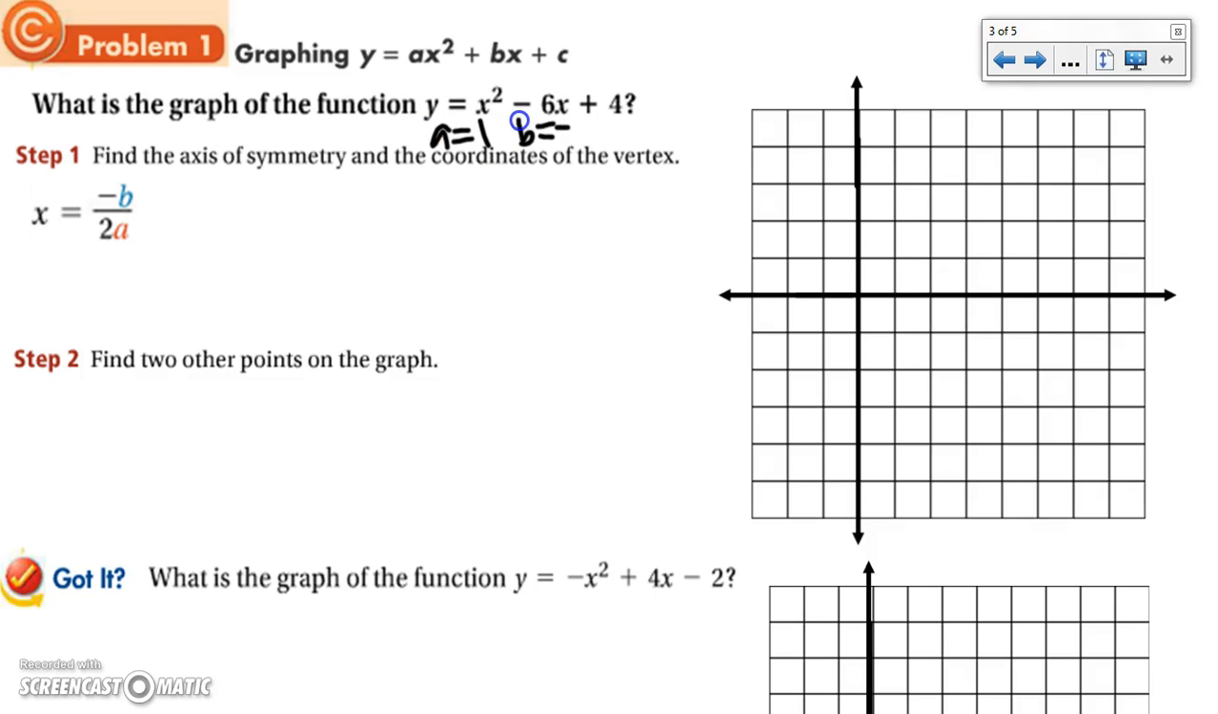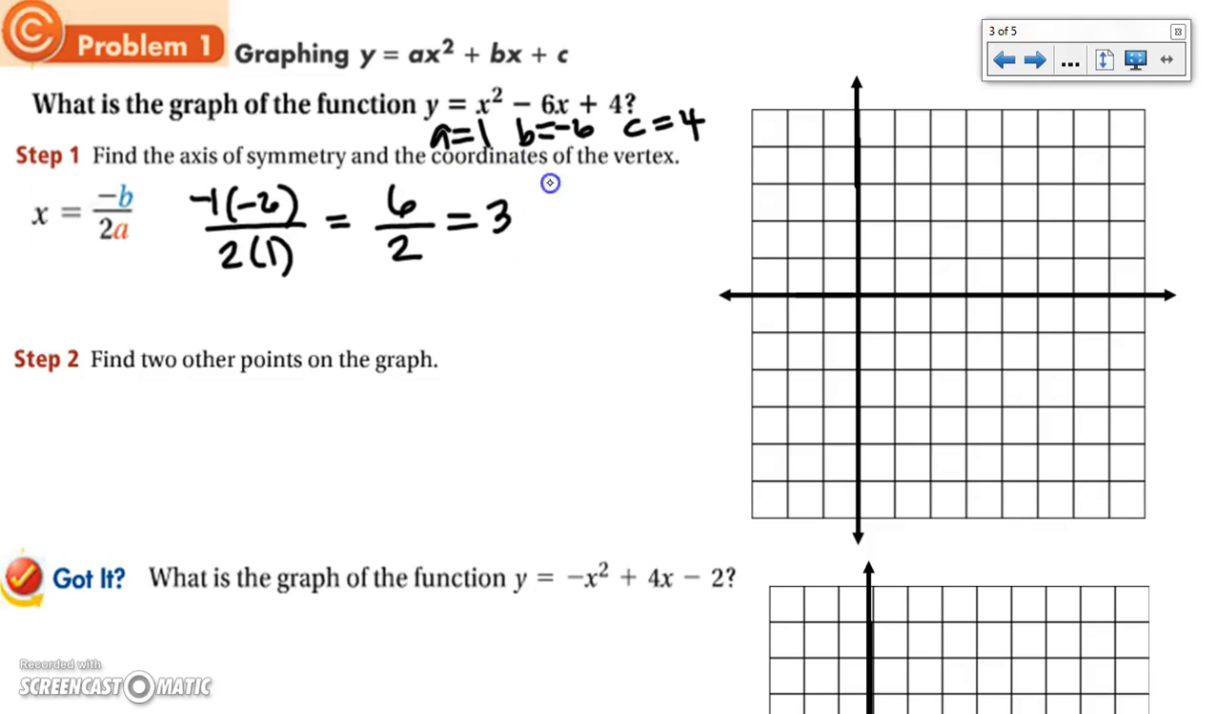B is negative 6, and c is 4. So using this equation, I'm finding the x-coordinate of my vertex. I would take the opposite of b. It's like you're taking negative 1 times whatever your b value is, which mine is negative 6. On the bottom, I will be taking 2 times a, which is 1. So the opposite of negative 6 is positive 6 here, over a 2, which gives me x equals 3. So x equals 3 is the x-coordinate of my vertex.